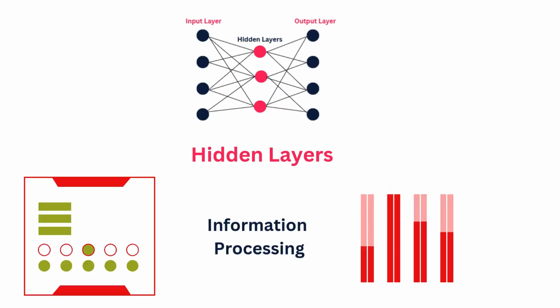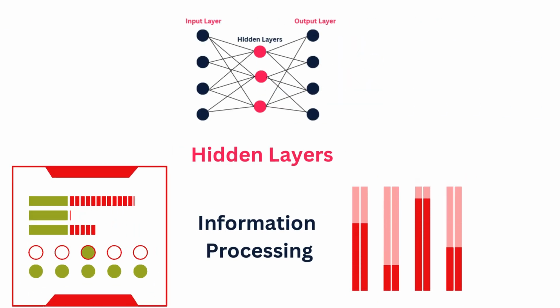Next layer is hidden layers. These are layers where the magic happens. Each neuron in these layers processes information and passes it to the next layer. The network learns by adjusting connections between neurons.